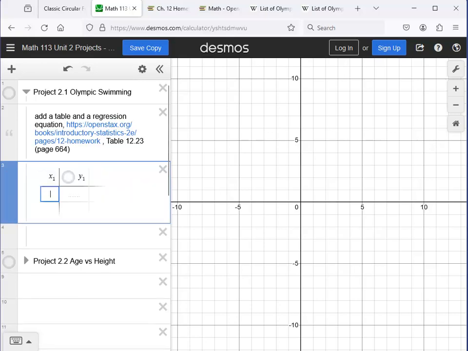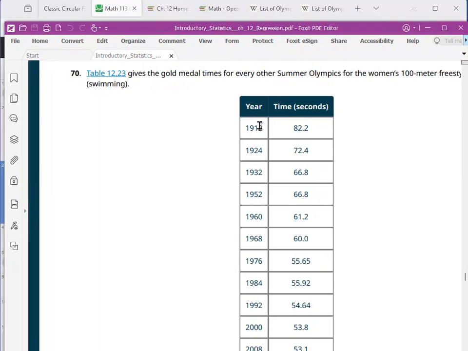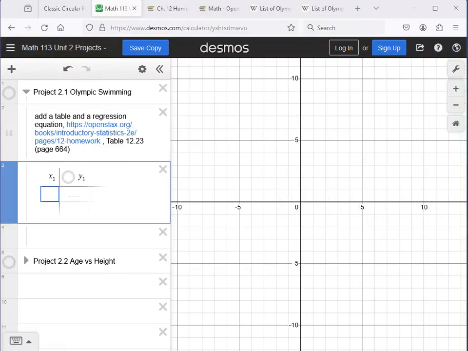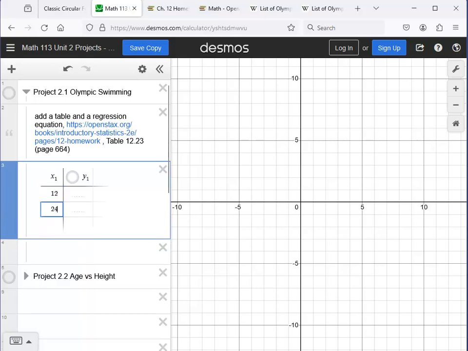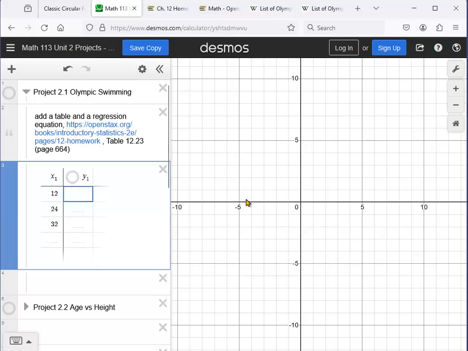So table as usual, y1, x1, y1, and now I'm going to put in the years and the times. And notice when I do that, I'm not going to put in 1912. I put in 12, 24, 32, 52. It'll just make it easier for the math itself to calculate. So 12, 24, 32, 52, and so on. And then the times, I have this on the side here, is 82.2 seconds, 72.4 seconds, 66.8 seconds, and so on.